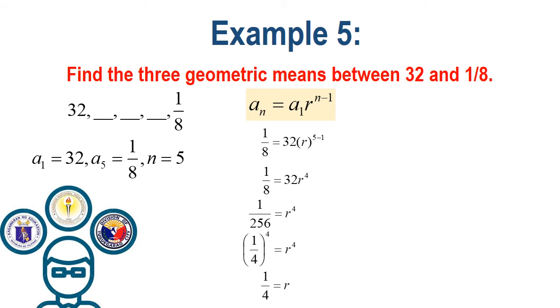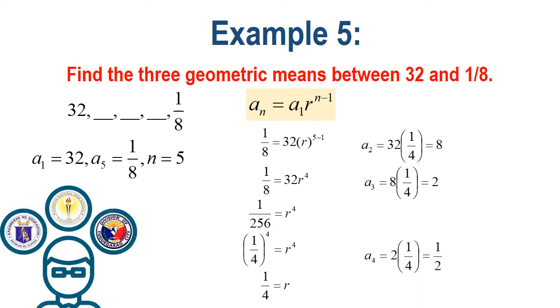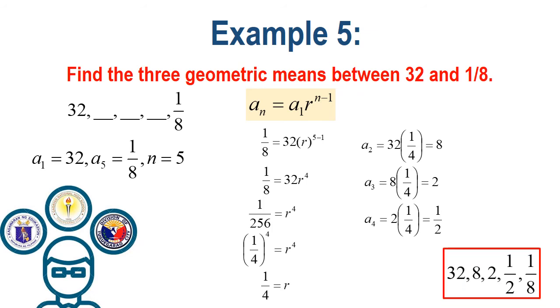If r is equal to 1/4, then the second term is 32 times 1/4, which is equal to 8. The third term is 8 times 1/4, which is equal to 2. And the fourth term is 2 times 1/4, which is equal to 1/2. Therefore, the three geometric means between 32 and 1/8 are 8, 2, and 1/2.